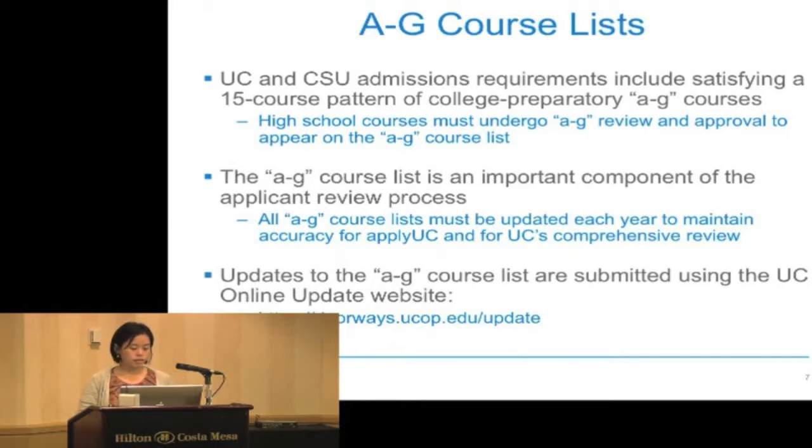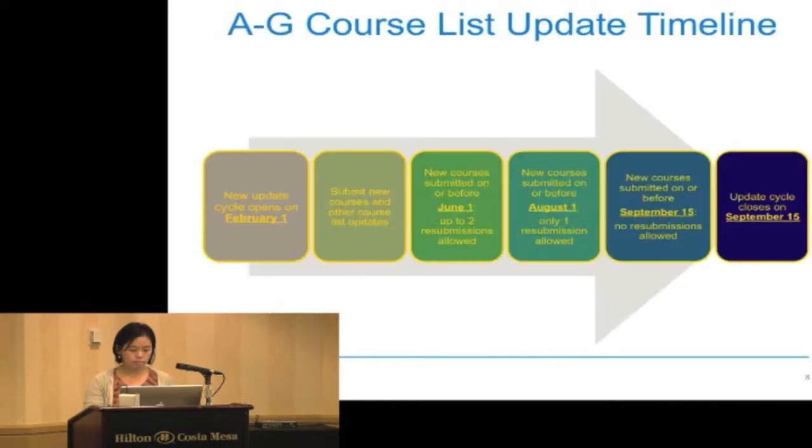The updates to the course list are submitted to us via the UC Online Update website. The website itself is password protected, and we give users unique usernames and IDs once they have established that they meet the criteria in order to gain access to an A to G course list, and then to fill that course list with appropriate courses.